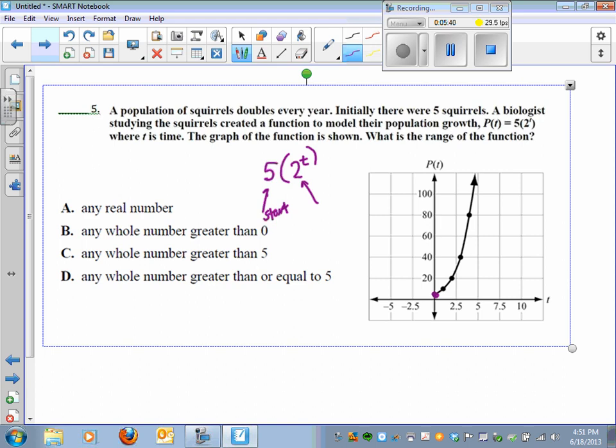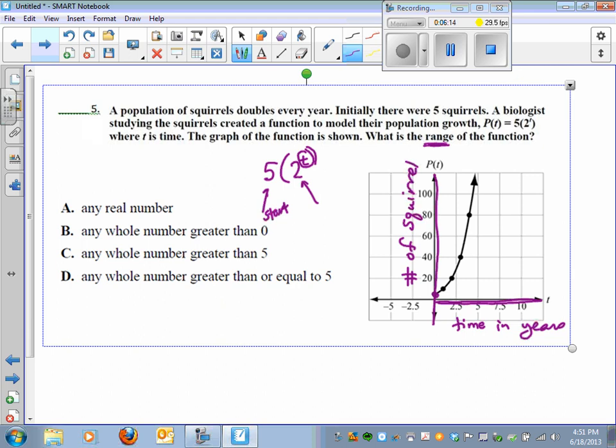What is the range of the function? Range, okay, and this is an important thing. In a graph, you need to label your axes, okay? And here, t stands for time. Time in years, okay? And P of t stands for the number of squirrels in this squirrel population. So the question is, what is the range of the function?